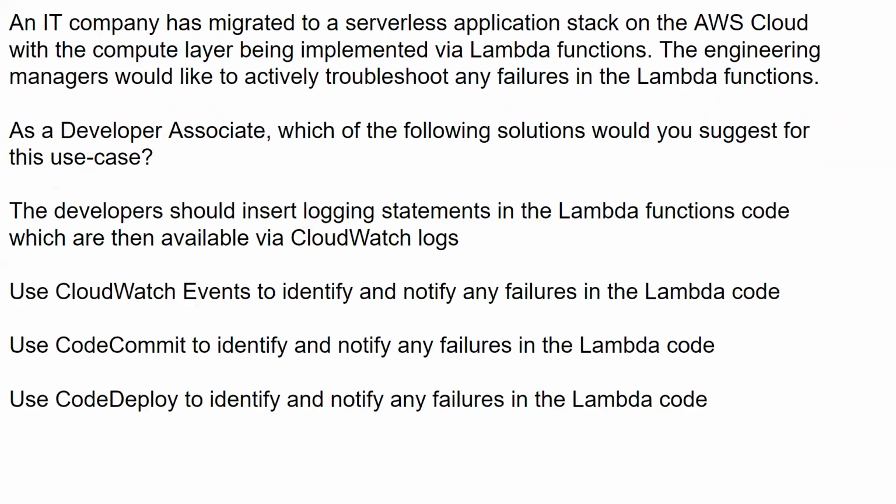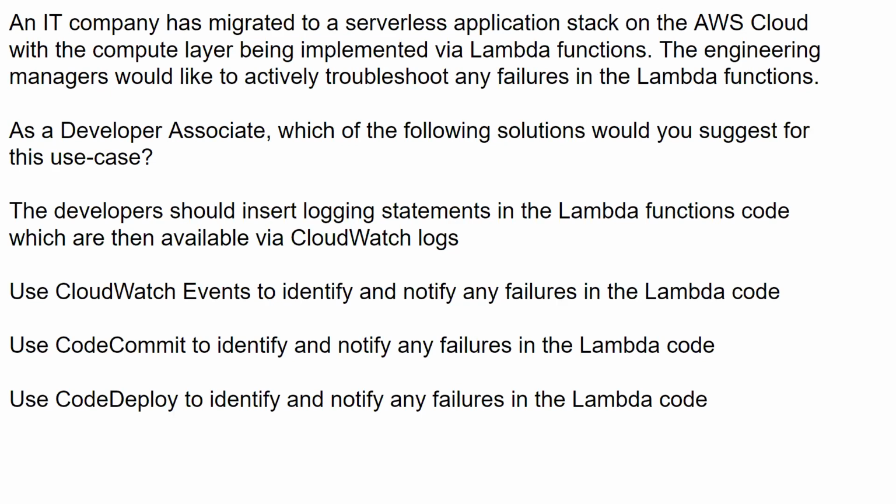Yeah, makes sense. An IT company has migrated to a serverless application stack on the AWS cloud with the compute layer being implemented via Lambda functions. The engineering managers would like to actively troubleshoot any failures in the Lambda functions. As a developer associate, which of the following solutions would you suggest for this use case?